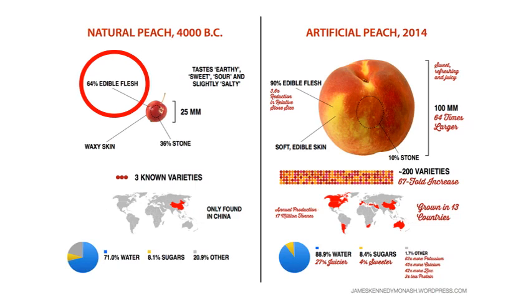Now this originates in China. Eventually it's domesticated. It goes through the process of artificial selection. And we have something that we're familiar with today that's about 90% edible flesh and sweet, delicious, very enjoyable. Let's move to the next slide.